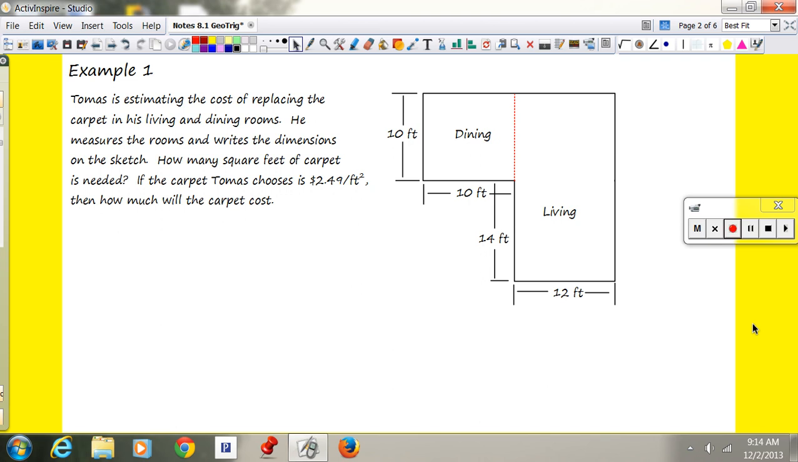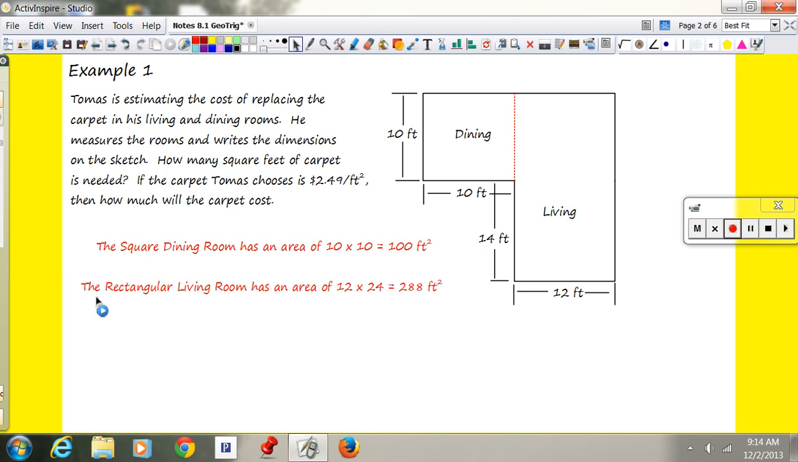So what's the area of the square dining room? It has an area of 10 by 10, which is 100 square feet. So 10 by 10 is 100 square feet. The living room is rectangular. And the rectangular living room has an area of 12 by 24.